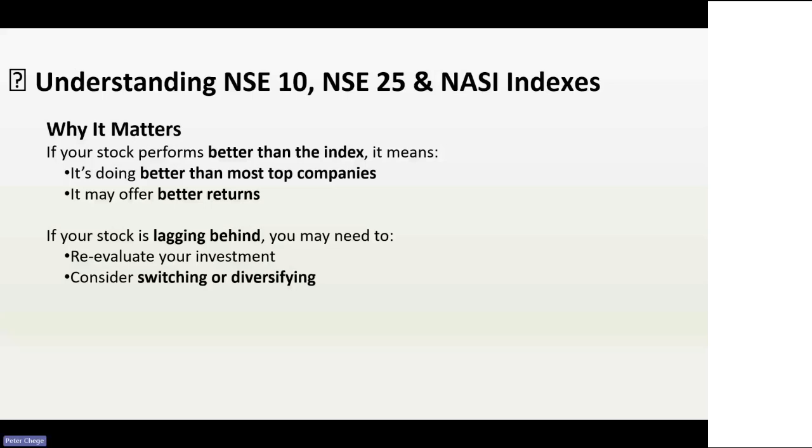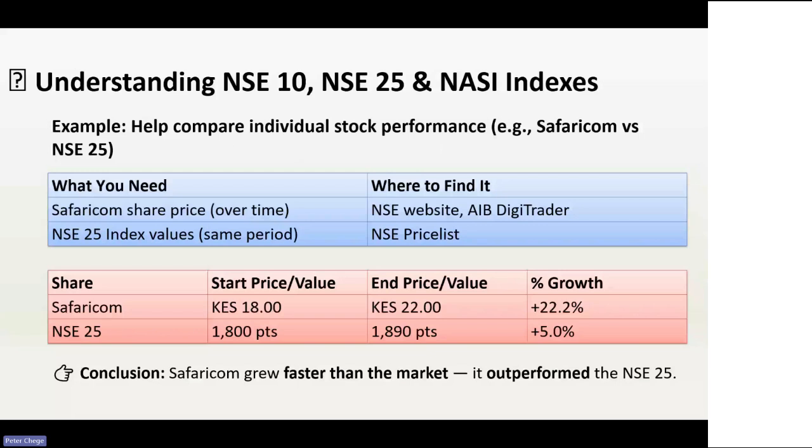So let's use an example here. We are comparing Safaricom, for argument's sake, against the NSE 25. So for you to compare, you need some data. You need Safaricom price over some time and NSE 25 share index values for the same period. Safaricom prices you can get from AIB DigiTrader and also the NSE website or NSE price list. NSE 25 index values, you can get from the price list that is shared by our research team on our website in the price list section. So that's where you get these values.